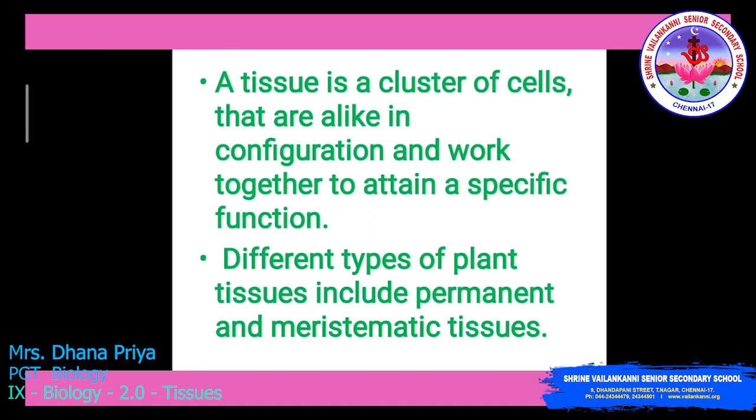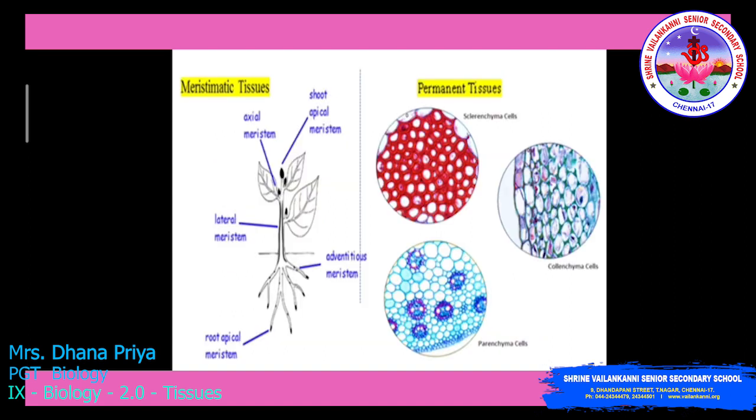A tissue is a cluster of cells that are alike in configuration and work together to attain a specific function. Different types of plant tissue include permanent and meristematic tissues. So these we studied previously, right? Here in this diagram you can see the meristematic tissue and permanent tissue.